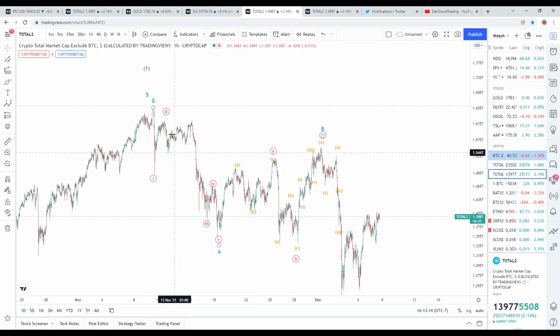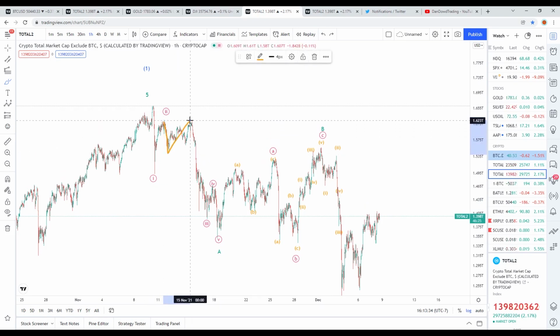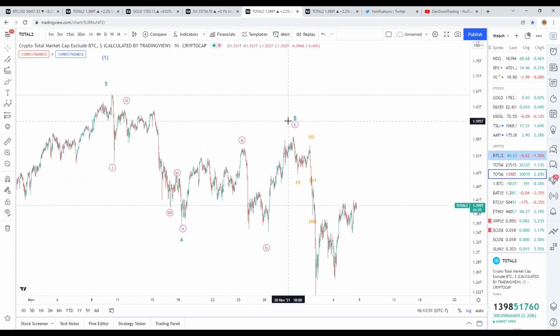So within wave A, I see a clear 5 wave structure. There's minute wave 1, 2, 3, 4, and 5. Minute wave 3 subdivides as a very nice impulse. We can see a clear 5 waves in wave 3 as well. Like I mentioned, wave B is a 3 wave move. So we have A, B, and C.